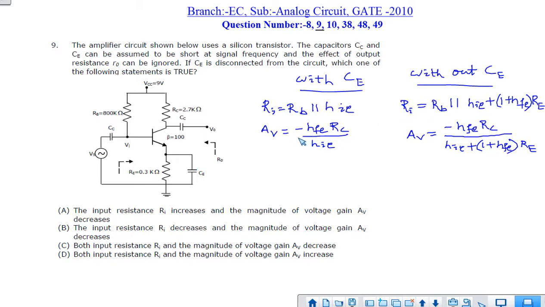Next is the voltage gain. If you see here, the denominator is much larger than in this case, because here it is hie and here it is increased by (1 plus hfe) RE. As the denominator value is very large, the voltage gain will reduce. So the input impedance increases and the voltage gain decreases when the capacitor CE is disconnected. Among the options, the input impedance Ri increases and the magnitude of the voltage gain Av decreases. Hence A is the correct answer. Thank you.